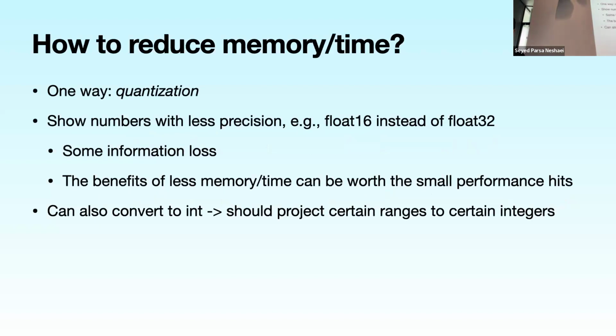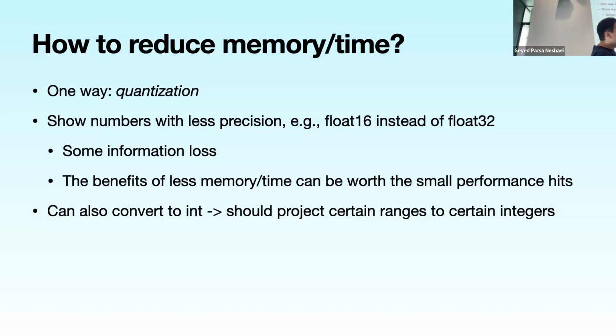How to reduce them? One way that people have done this in the past is quantization. What does it mean? Briefly, we don't go over memory and time reduction techniques a lot, but we will briefly cover them. In quantization, we represent the numbers with less precision. For example, we use a 16-bit float instead of 32.